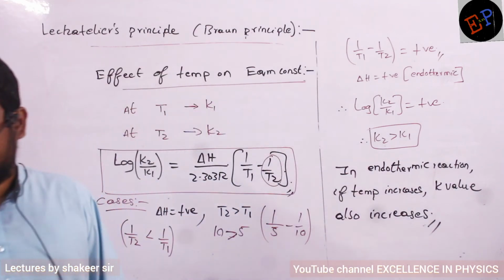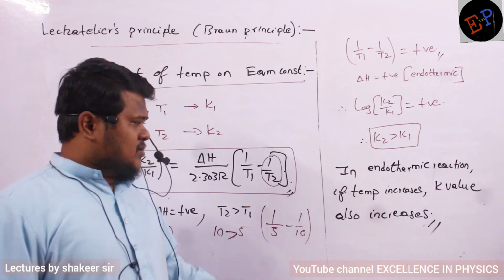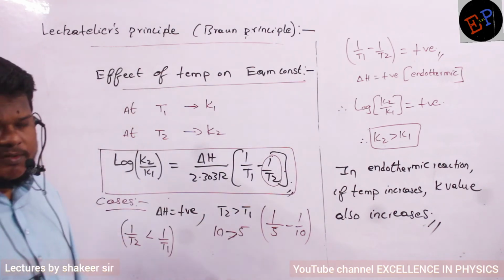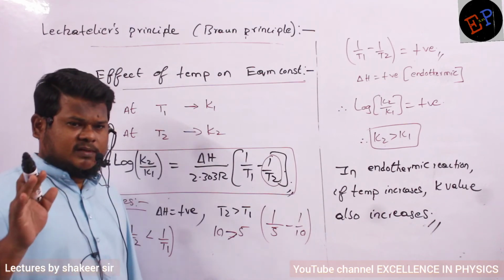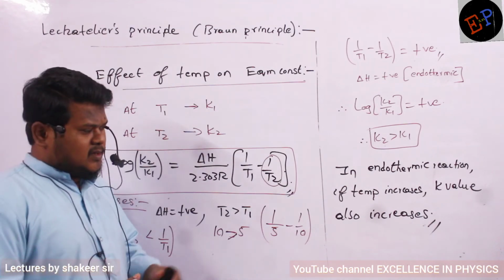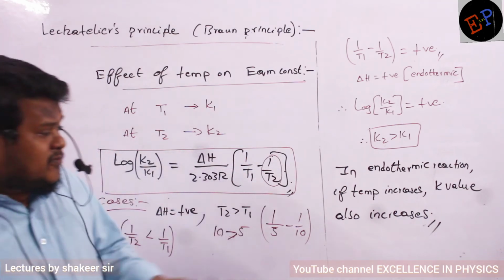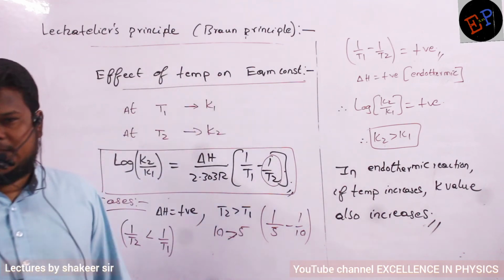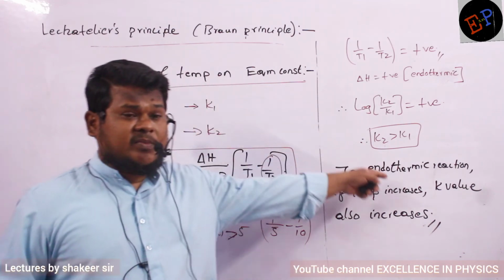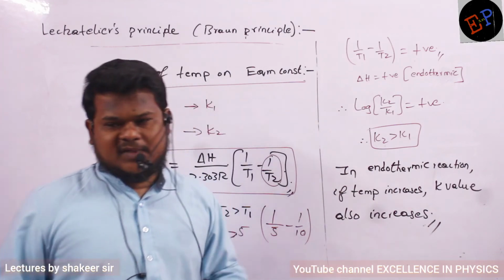Understood, Nama? Is it clear? That's all very simple. So, first of all, delta H we are taking positive, and we are taking the condition that temperature is increasing, then we understood that K value is also increasing. Now exactly another statement you can write, if you take same endothermic reaction, if temperature decreases, K value also decreases. That's all. And what about exothermic reaction? Exactly opposite statements we have to write. Is it clear? That's it.